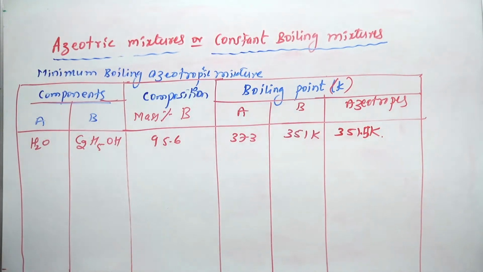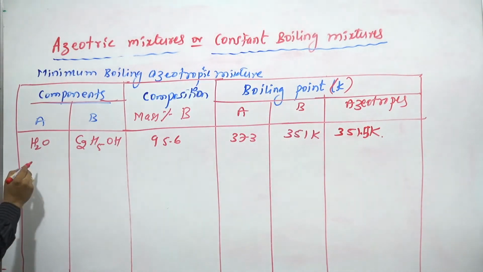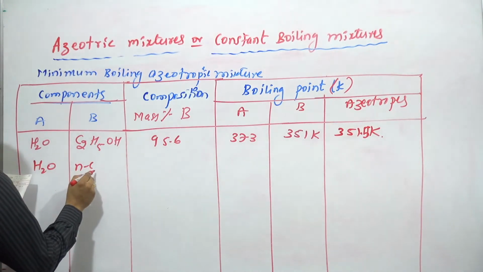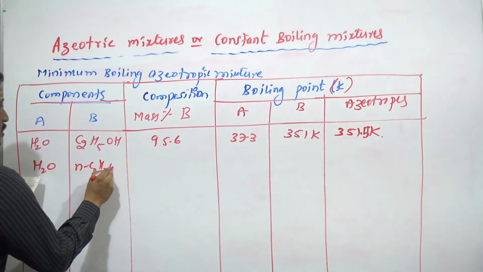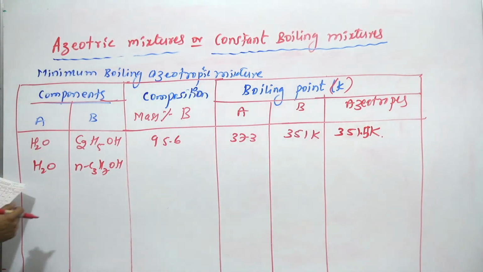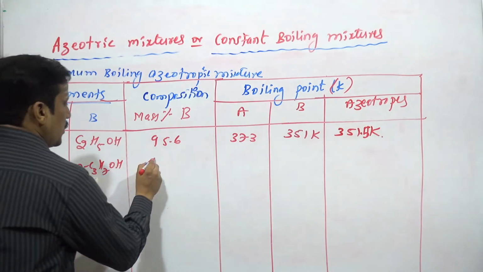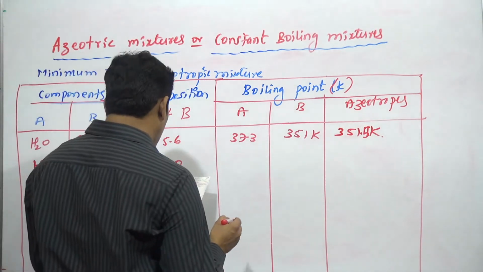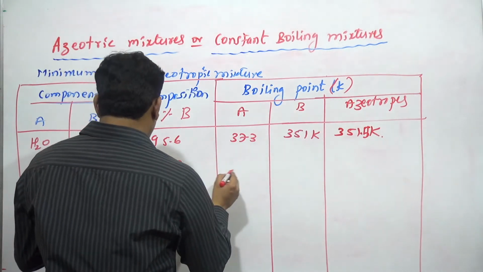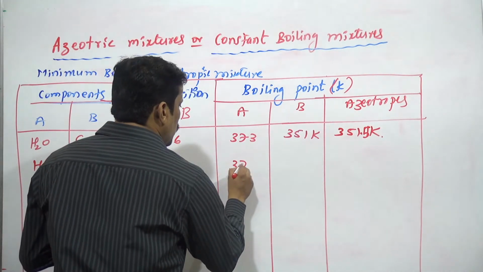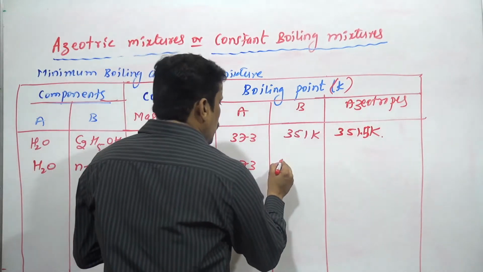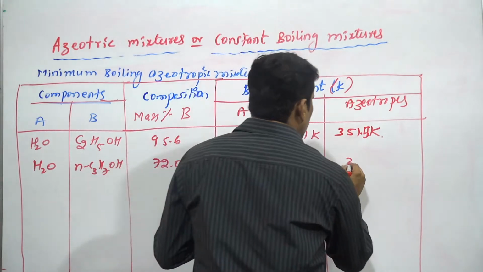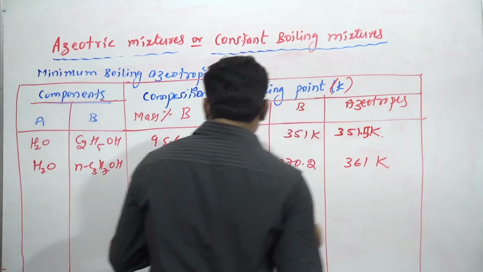The second example: A component is water, and the other is N-propyl alcohol, C3H7OH, and the composition is 72.0%. You know that water boils at 373 Kelvin, whereas N-propyl alcohol boils at 370.2. The mixture boils at 361 Kelvin.